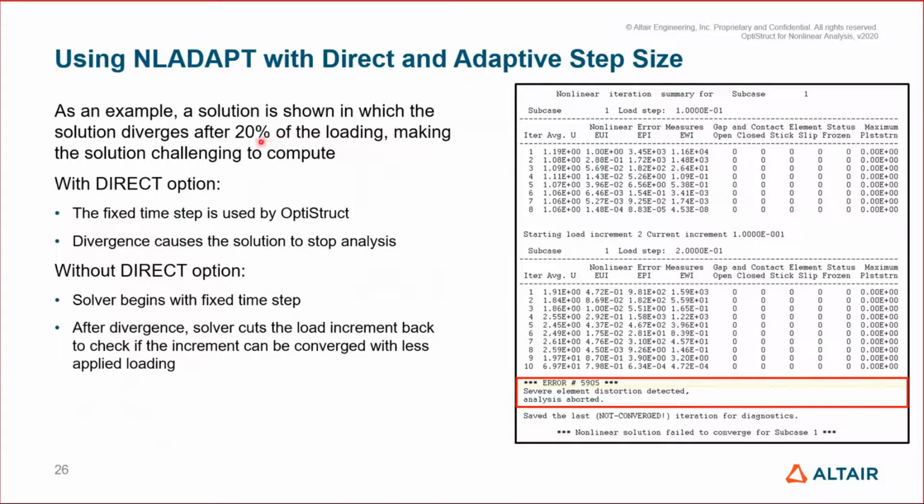So with direct, it will just directly stop and say that it will fail. For example here, the 0.1 increment can complete. 0.2, it tries to run, then it encountered some error. It won't go to any cutbacks; it will immediately tell you that it has failed.